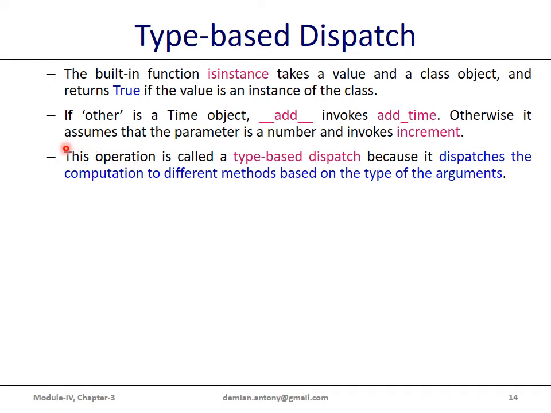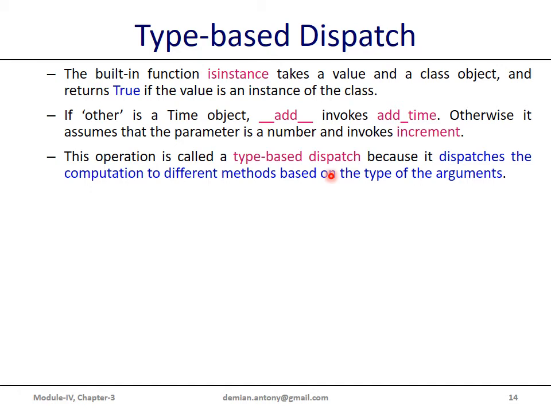And this selection of a method for the execution at runtime, based on the type of the parameter or the object parameter, is called a type based dispatch. In the previous example we saw that based on the type of parameter other, the add time is invoked or increment is invoked.